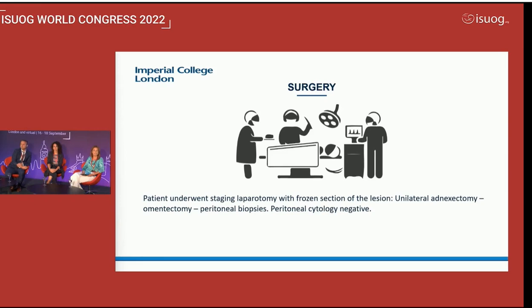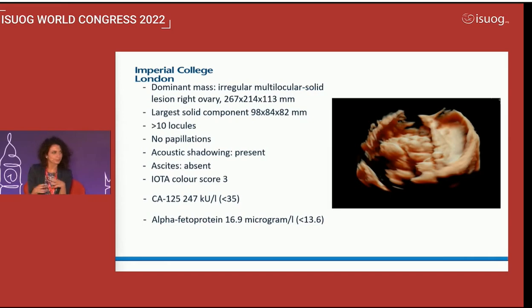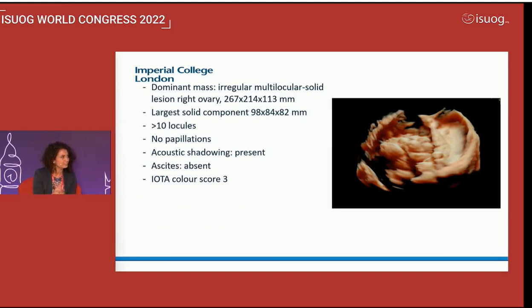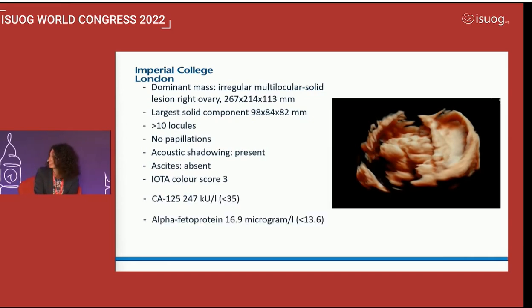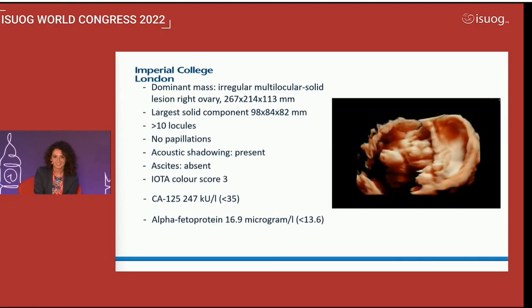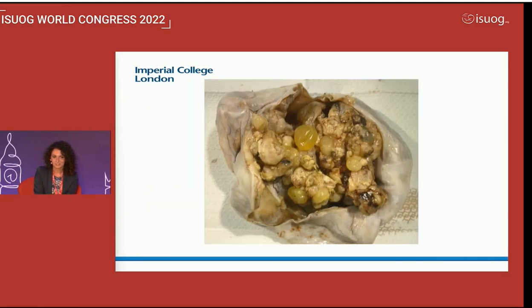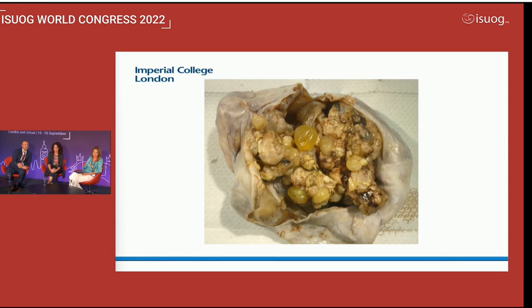Who thinks it's an immature teratoma? Yeah. So now it's really that solid component with that appearance, with all the ultrasound features, which really guides us in subjective assessment. Here you see the macroscopic image of the solid component. We didn't see hair. We have to ask the pathologist.